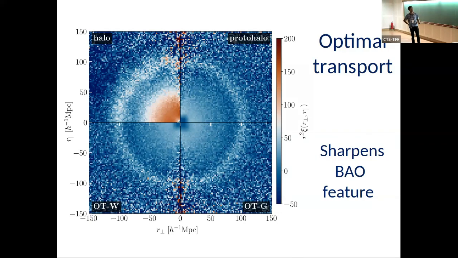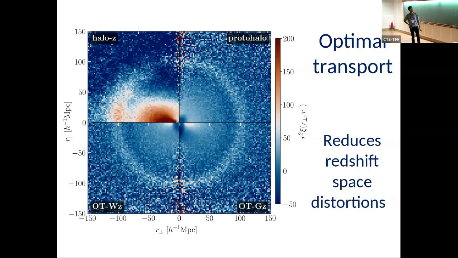And so now I've done this because I want to show you I can play the same game in redshift space distorted positions. And so now you can see that the redshift space distortions are much more severe. But the optimal transport can do the reconstructions there too.